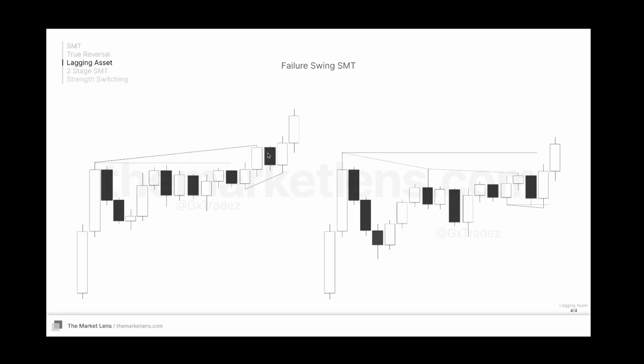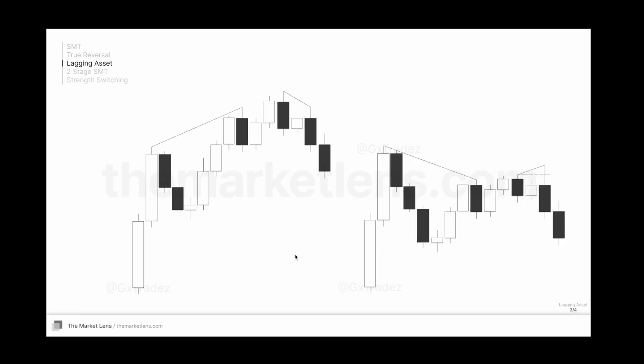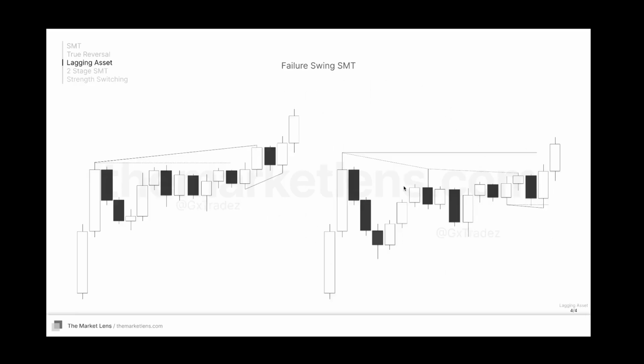But even if we do have some sort of expansion lower or price does trade lower, it's generally going to be for the short term, just like this. It's going to be for the short term, and this is something you have to understand. It's a bit advanced, but some SMTs are retracements, some SMTs are true reversals, and I would never deem these as a true reversal. Okay.